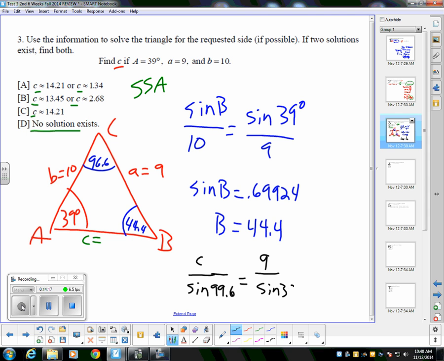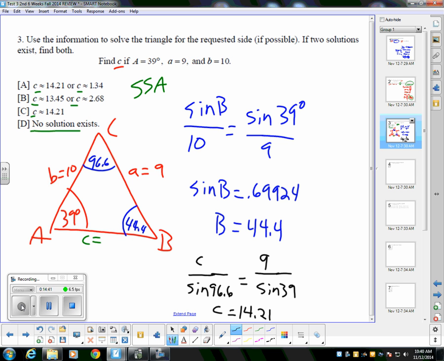Now I could have used the B and the B part, but I just stick with that right there. So that tells me through algebra, and I've already done this, you do the math: 9 times the sine of 96.6, divided by the sine of 39. Do the math, you get 14.21.